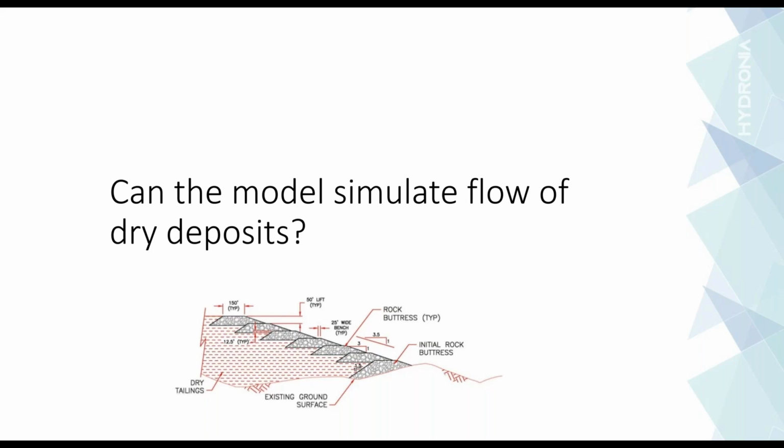Next question: can the model simulate flow of dry deposits? There are many deposits that contain a lot of water. Those are normally called wet deposits. There are deposits that are totally dry. They do not behave in the same way as the lubricated deposits, the deposits that contain a lot of water. So how can this be handled in RiverFlow2D MT?